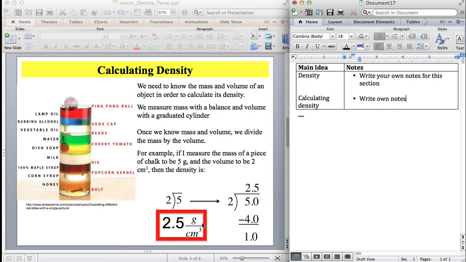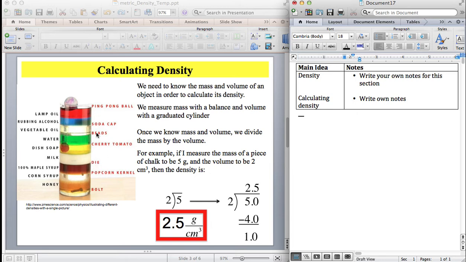And the cool thing about density is less dense things will float on top of more dense things. This is why wood floats in water. Wood has a density less than water. Same with oil, why oil floats on water. So you can see in this column here, some of these liquids have just food coloring added to them to make them easier to see. But you can see how honey is the densest, it's at the bottom. Corn syrup floats on top of honey. Maple syrup floats on top of that. Then milk, dish soap, water, vegetable oil, rubbing alcohol, and then lamp oil.